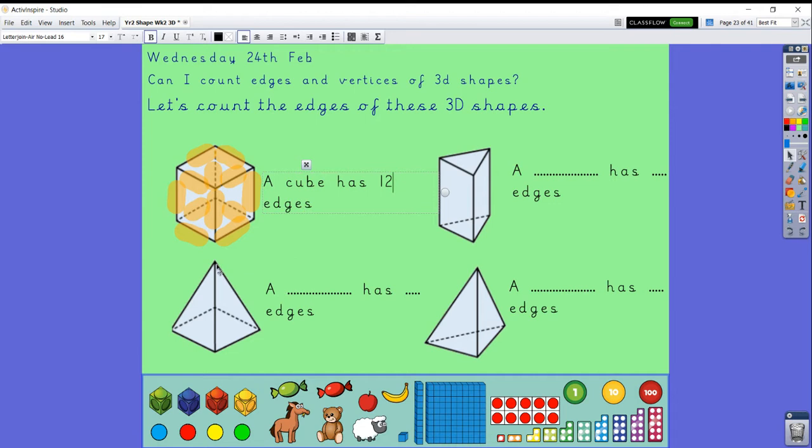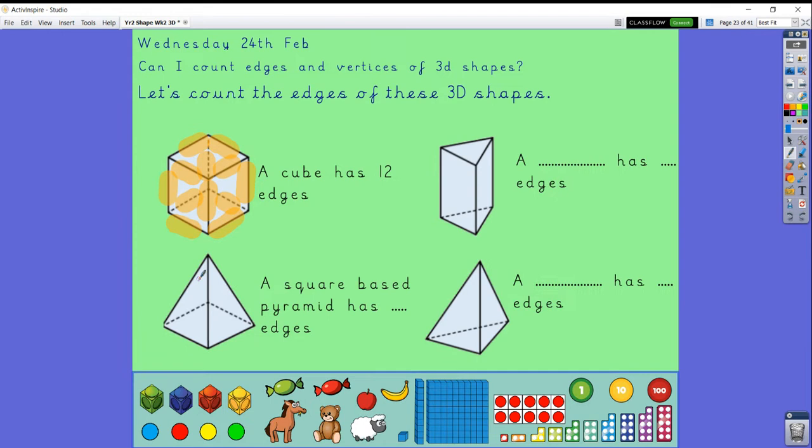Let's have a think now about our pyramid here. Now we've got two types of pyramid. The way to tell them apart is their bases, which is a fancy word just for the bottom of them. So the base of the shape, this one has a square. So this is a square-based pyramid. And let's count our edges again using our highlighter to help us. 1, that's our pen.